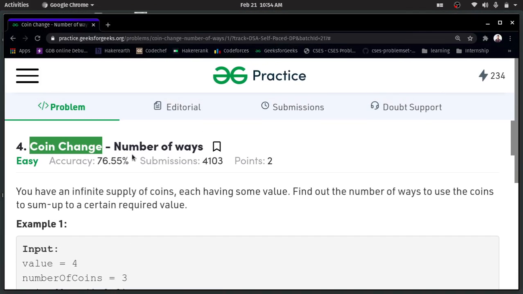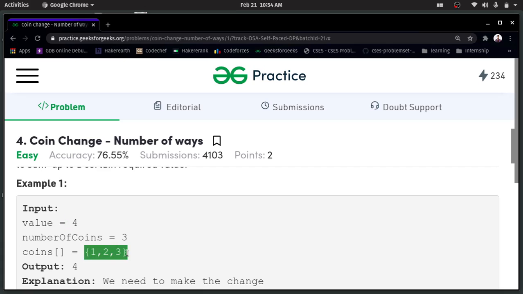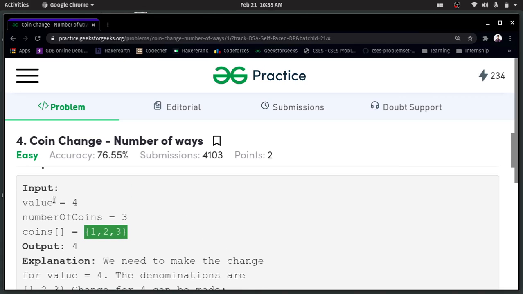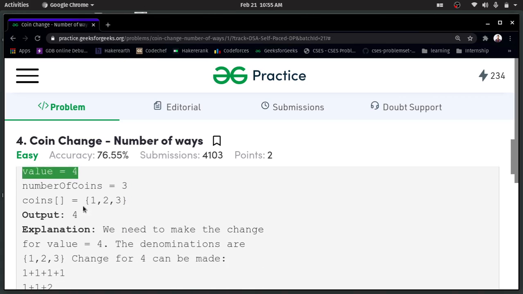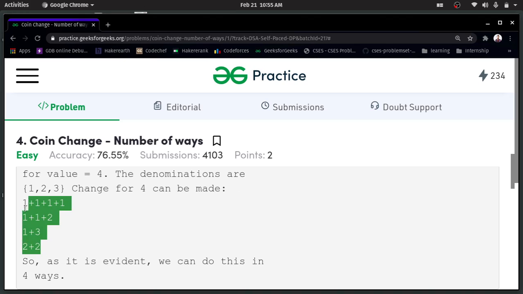In this problem, we have to find the number of ways in which we can make a value from a given array of coins, isn't it? For example, if we have a value 4 and we are given coins 1, 2, and 3, then we can do this in 4 possible ways. The 4 possible ways are like this.